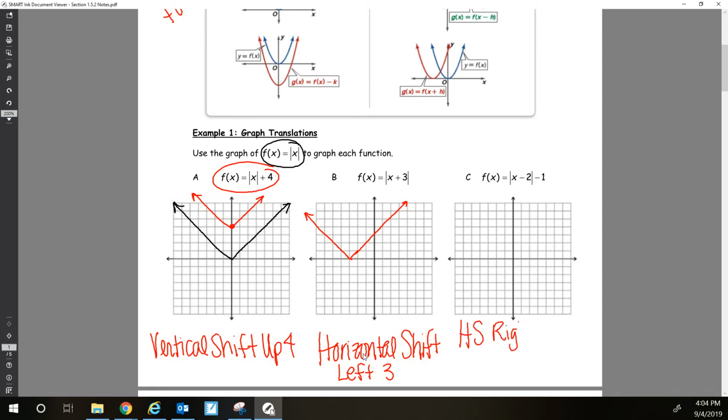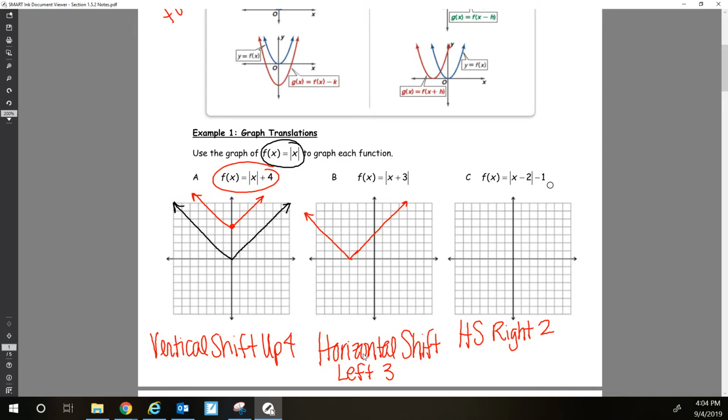You guys are in PreCalculus. I'm at the point now where you can totally say HS. I know in PreCalculus, you know HS means horizontal shift. Algebra 2, you had to prove to me you knew those vocabulary. PreCalculus, I know that you know it, or you're going to have a hard time on a multiple choice test.